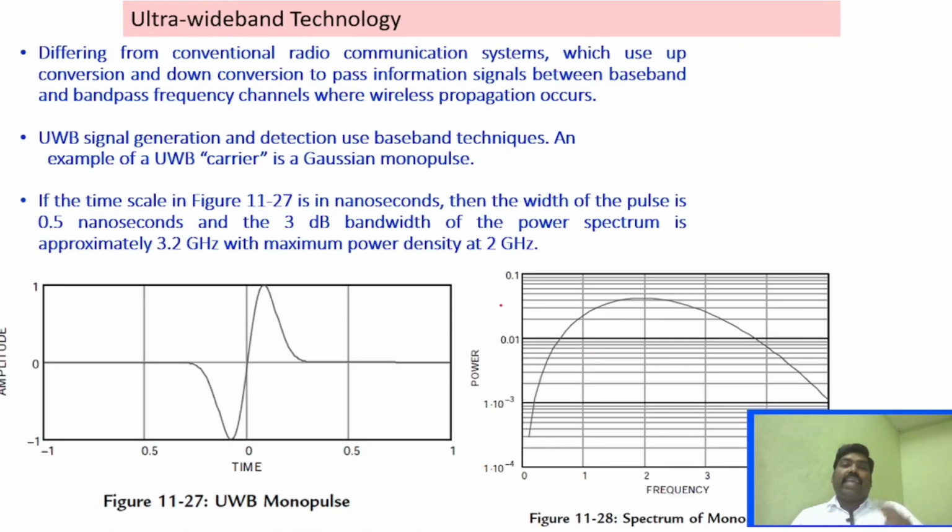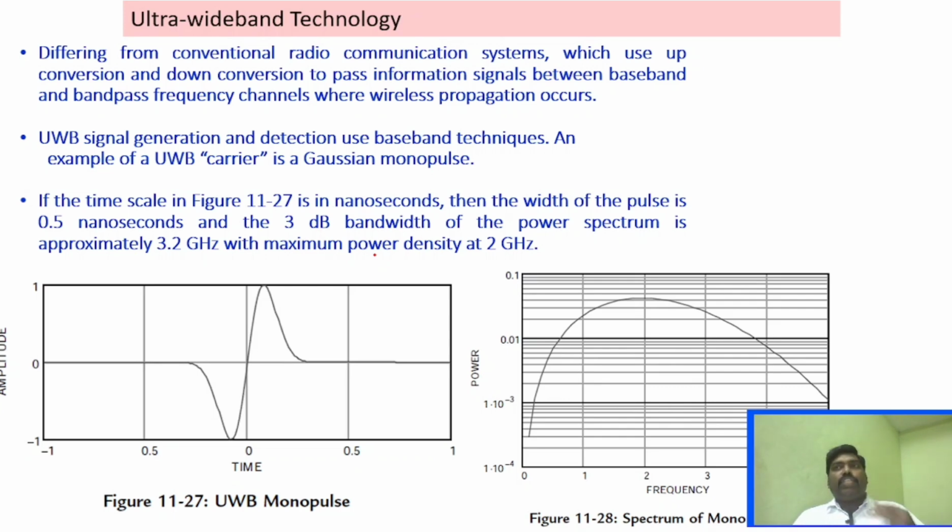And coming to the transmission and reception, before that you have to understand that UWB is not like a conventional radio system where we do up conversion, down conversion, and transmit using bandpass or passband frequency channels. Here, you will generate the UWB pulse and transmit that pulse using baseband techniques. What are baseband techniques? Baseband transmission is transmitting the message signal directly without doing any modulation, right? So UWB works in that particular technique.